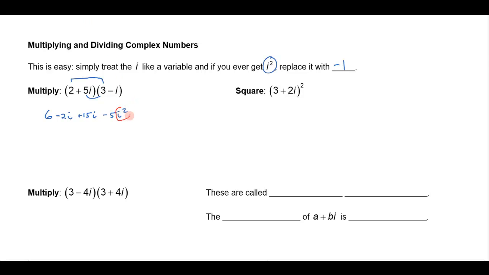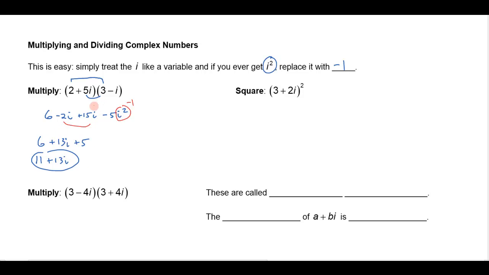Now, I got an i squared right here. I can trade that in for a negative 1. And then I can, of course, combine these middle terms. So I get 6 plus 13i, and minus 5 times minus 1 is plus 5, so I can combine this with the 6, so I might get 11 plus 13i.